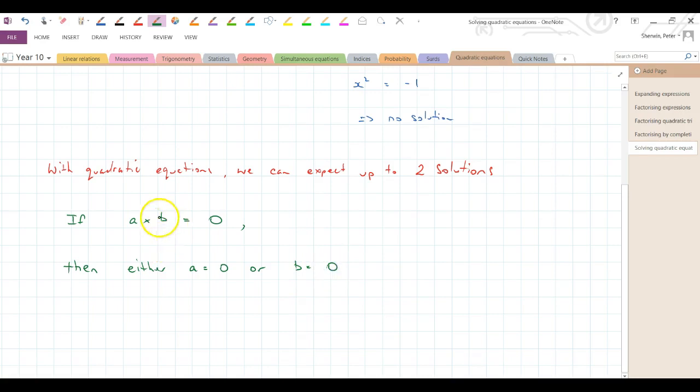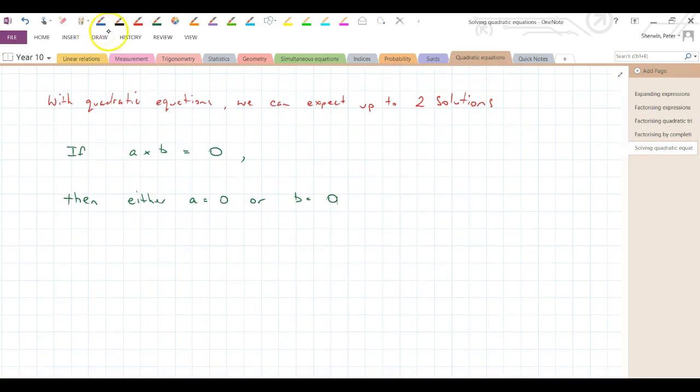Let's just clarify this. If we know that the product of 2 things, 2 factors, equals 0, then in order to solve that problem, and this is going to get back to factorizing and become really clear in a moment, if a is 0, then it doesn't matter what b is. 0 times anything is 0. So either a or b will be 0 if a times b equals 0. Hold that in your thoughts as we go on to look at some examples of quadratic equations.